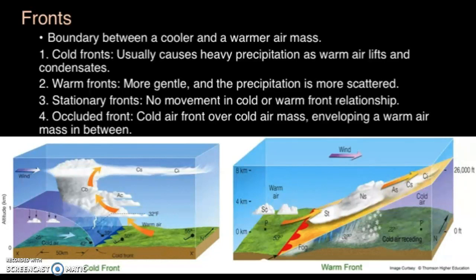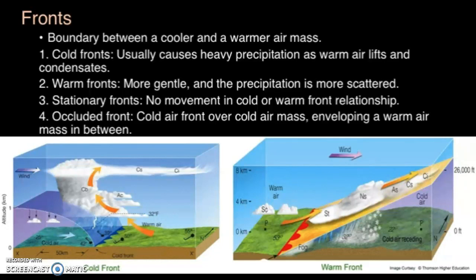And then the fourth type of front is the occluded front. That happens when a cold air front over a cold air mass is enveloping a warm air mass in between them. So it's kind of hard, and I should have included an image for you to check out, but I think your book has one.